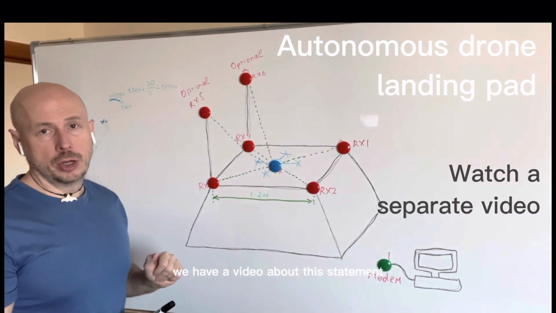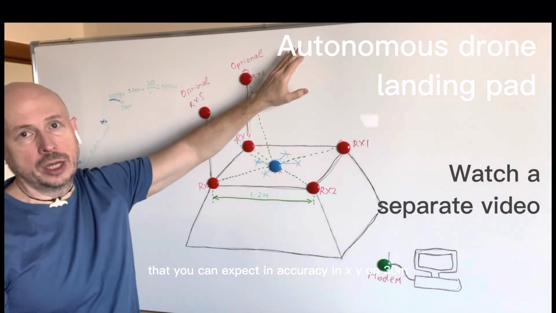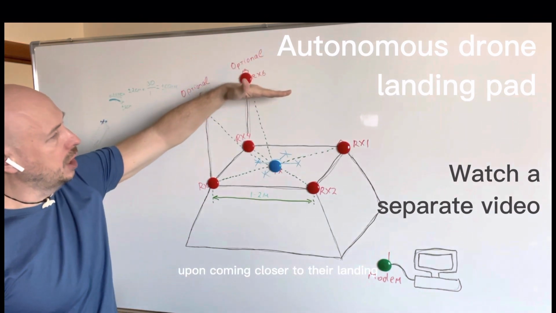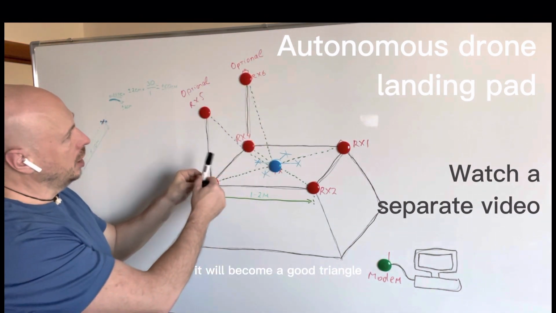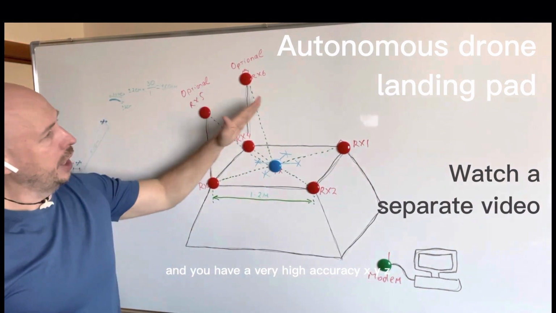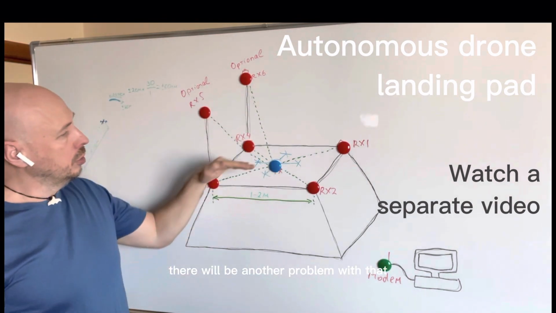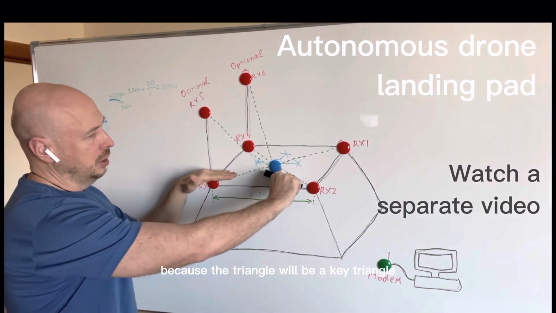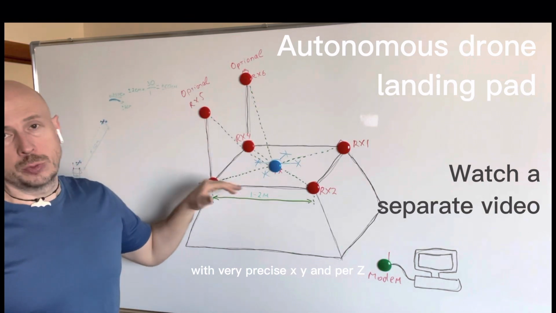We have a video about this, so it means that you can expect inaccuracy in XY at 30 meters and very precise Z. Upon coming closer to the landing, it will become a good triangle and you will have very high accuracy XYZ. And when landing, there will be another problem with Z, because the triangle will be an acute triangle with very precise XY and poor Z.